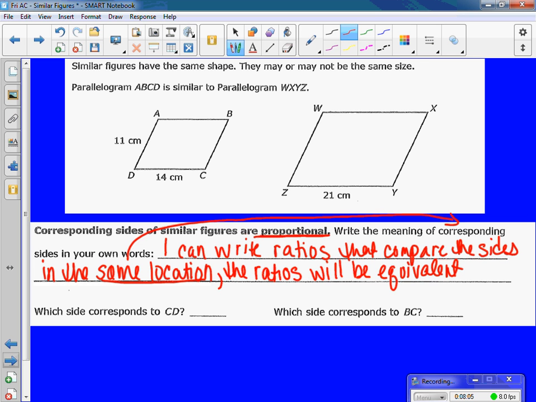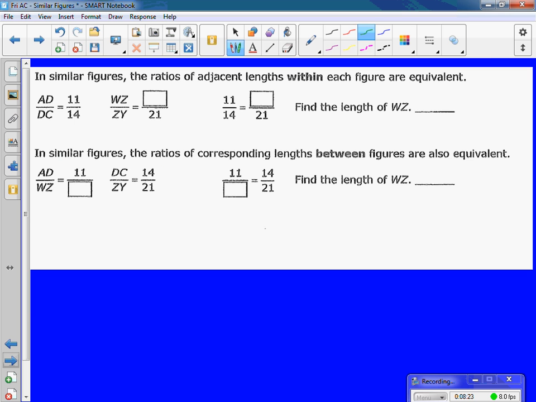So which side corresponds to CD? That would be YZ. Which side corresponds to BC? That would be XY. Okay? And we know that those should have a proportional relationship, which is actually going to lead us to our next part.